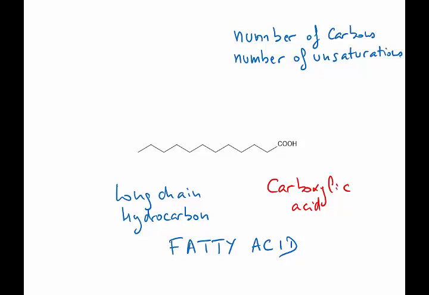So to count the number of carbons, we start from the most oxidized carbon, the carbon on the carboxylic acid, and we give it number 1, and then we go down the chain to carbon 2, 3, 4, 5, 6, 11 and 12. So we end up with a 12 carbon fatty acid with no unsaturation. There's no double bond, so we can give it the notation 12, 0.